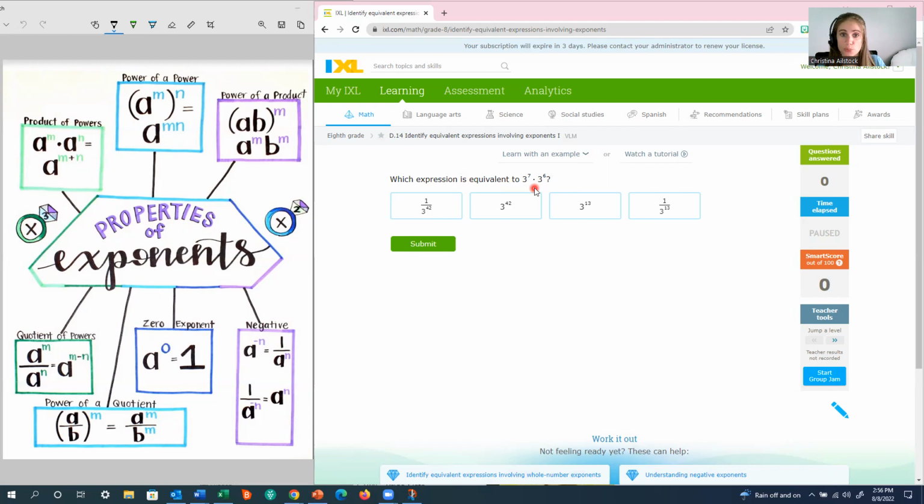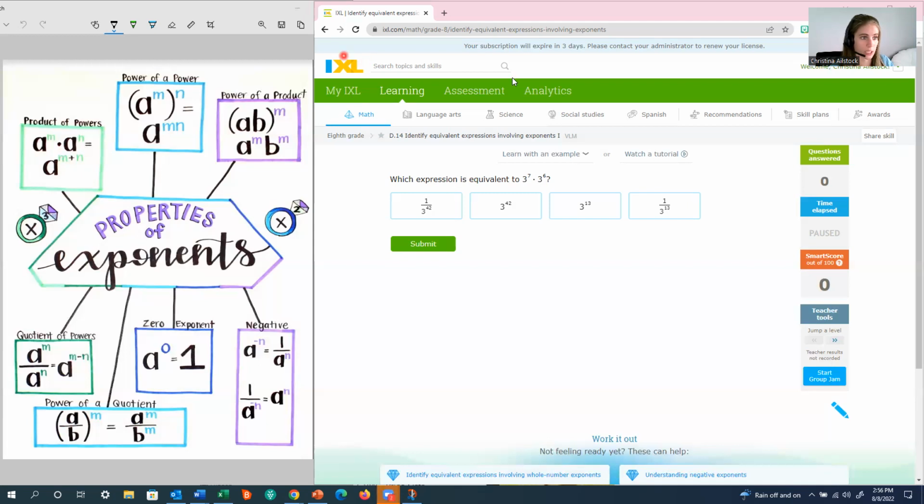So now that I know these two powers are being multiplied, let's look at our chart and see which rule matches that. That would be this one right here in green, the product of powers. Because remember, product is the word for answer to a multiplication problem. And this rule tells us that if you're multiplying two powers with the same base, which I do have, they both have a base of 3, I can simplify that by adding the exponents. So we're going to add our exponents.